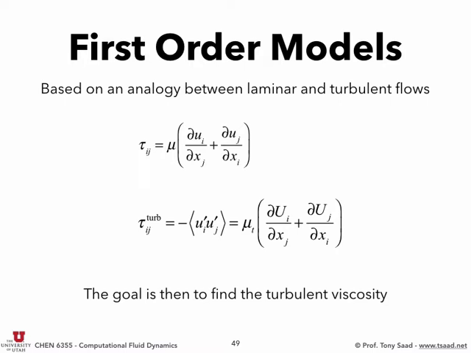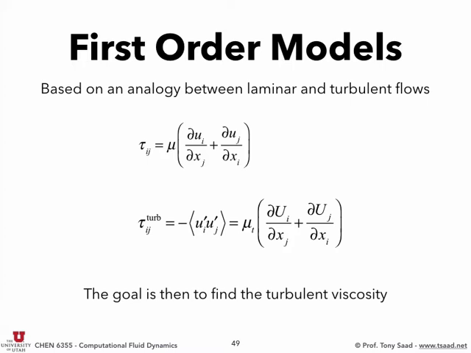But notice here we made the Reynolds stress tensor a function of the mean velocities. So what's the only unknown here? Mu turbulent. Yeah, the turbulent viscosity. Because we know these guys, agreed? We're solving for those. They're part of the governing equations. We don't know mu t. So the goal is then to find the turbulent viscosity. And that's the essence of first order models.